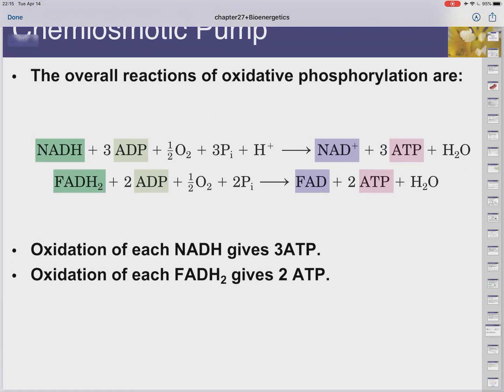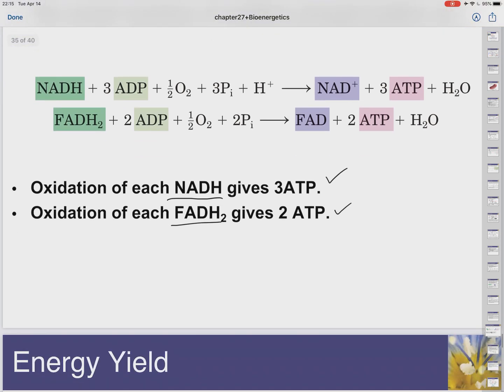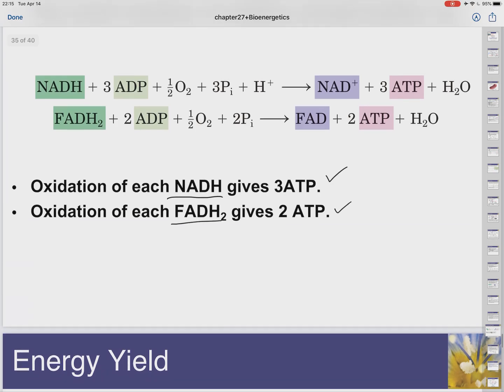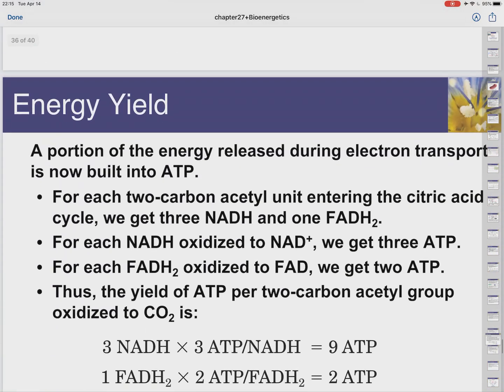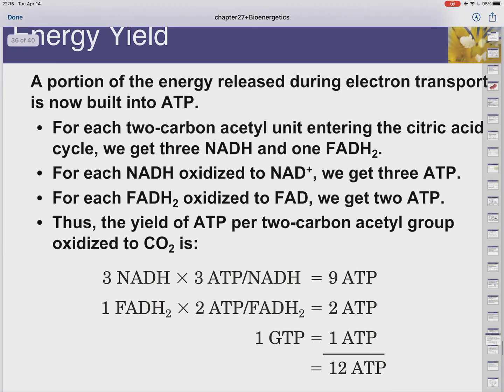So overall, how many ATP do we get? Every NADH gives us 3 ATP. Every FADH2 gives us 2 ATP. And I think we're going to talk about what we got from the entire citric acid cycle.